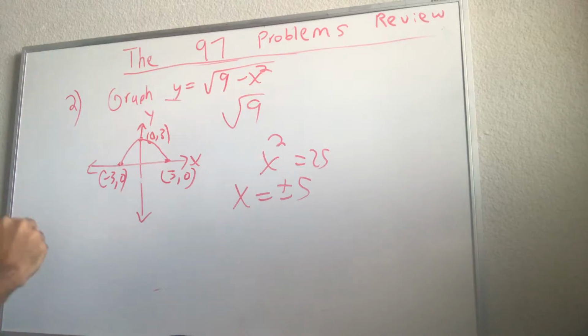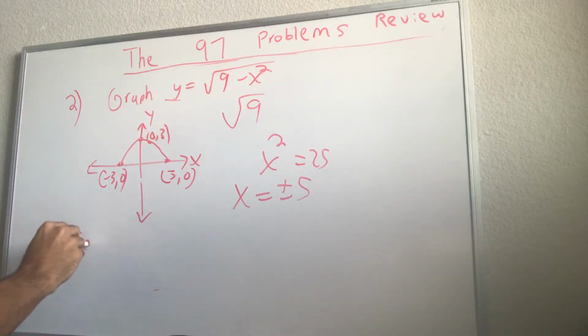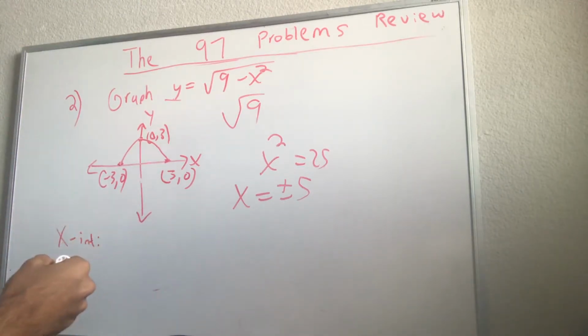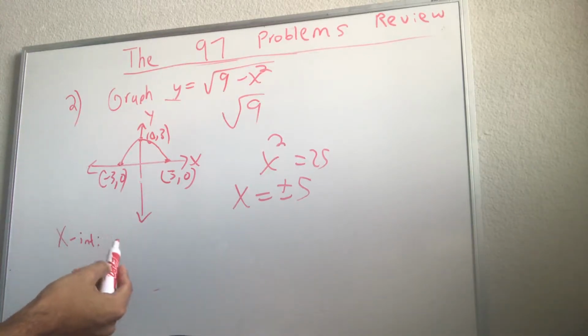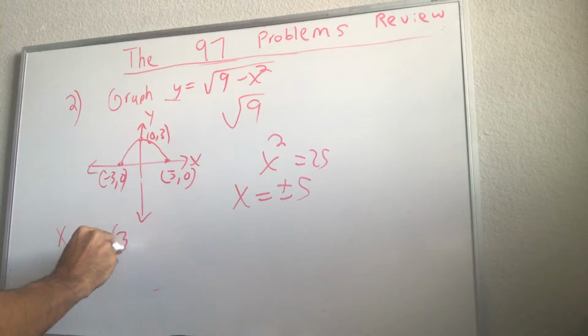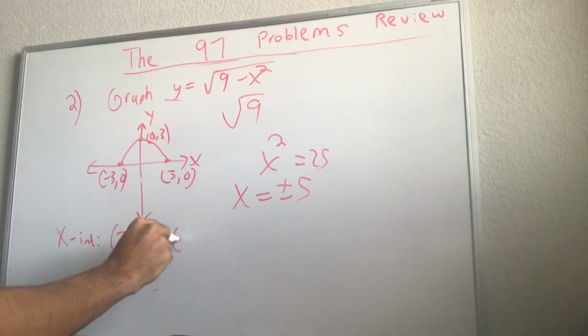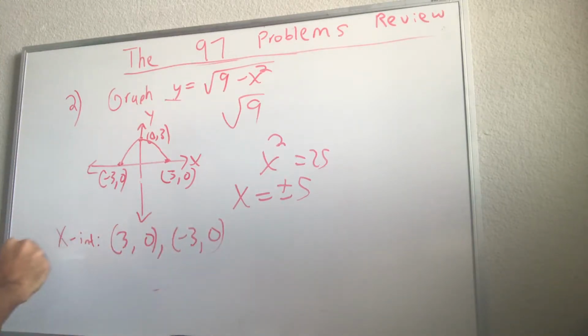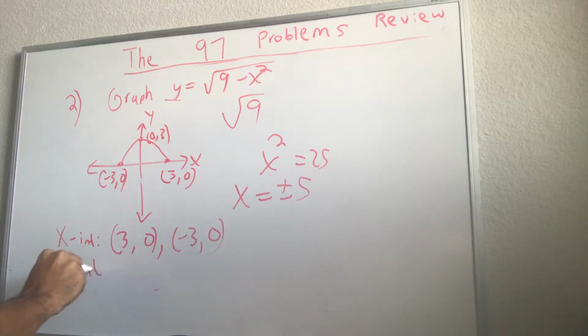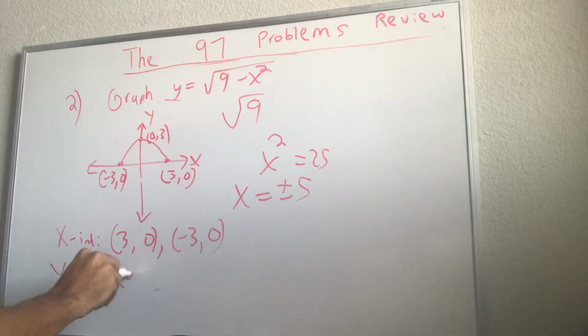So when we're talking about our x-intercepts here, the best way to know is if it crosses the x-axis, those points are the x-intercepts. So that's 3 comma 0 as well as negative 3 comma 0. Your y-intercept is when it crosses the y-axis. That is 0 comma 3.